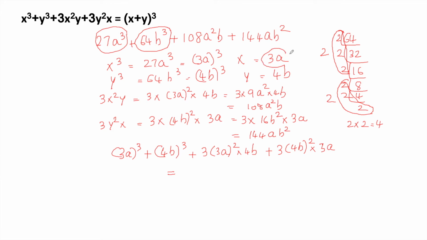What is x here? That is 3a. y is 4b. So we can write it as 3a plus 4b the whole cube. This is the factor. When finding the cube root of the first two terms, you will get the factors very easily. But it is always good to verify that the given polynomial is clearly in the form of this identity. Then you can verify like this and write the factors as 3a plus 4b the whole cube. So this is the answer.